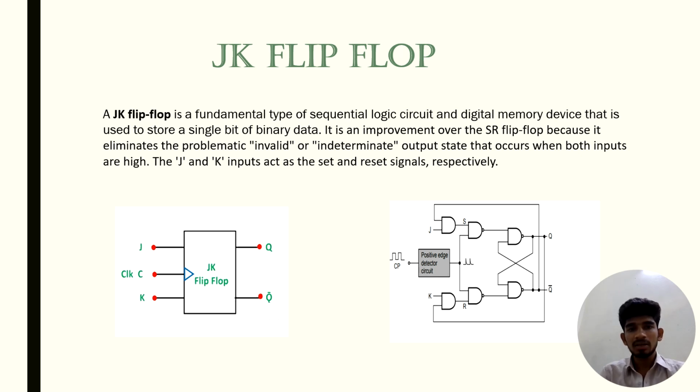The J and K inputs act as set and reset signals respectively. Here is the circuit and logical symbol for the JK flip flop. J and K are inputs, Q and Q bar are outputs. Here, two NAND gates are coupled to each other, and the NAND gates are further attached to J and K. The J is attached to the Q bar, and the K is attached to the Q.